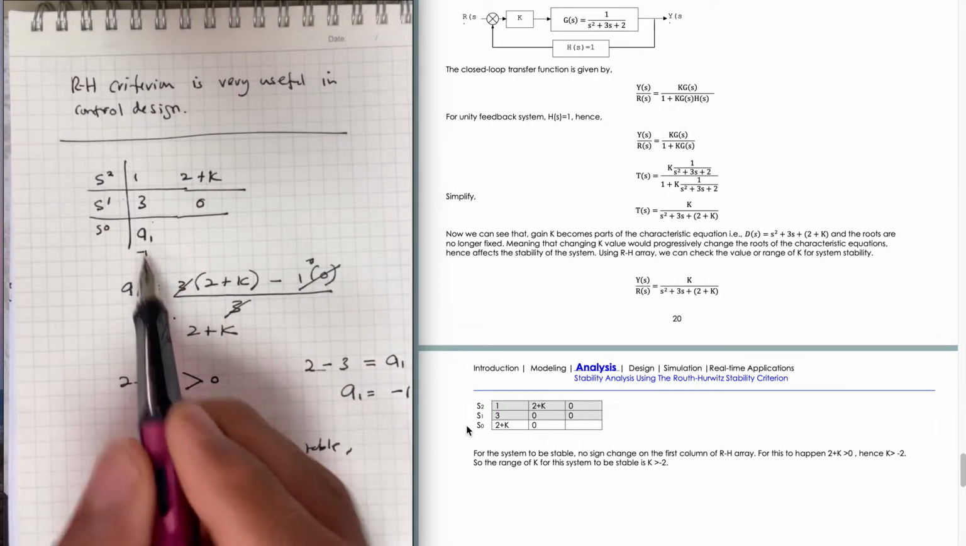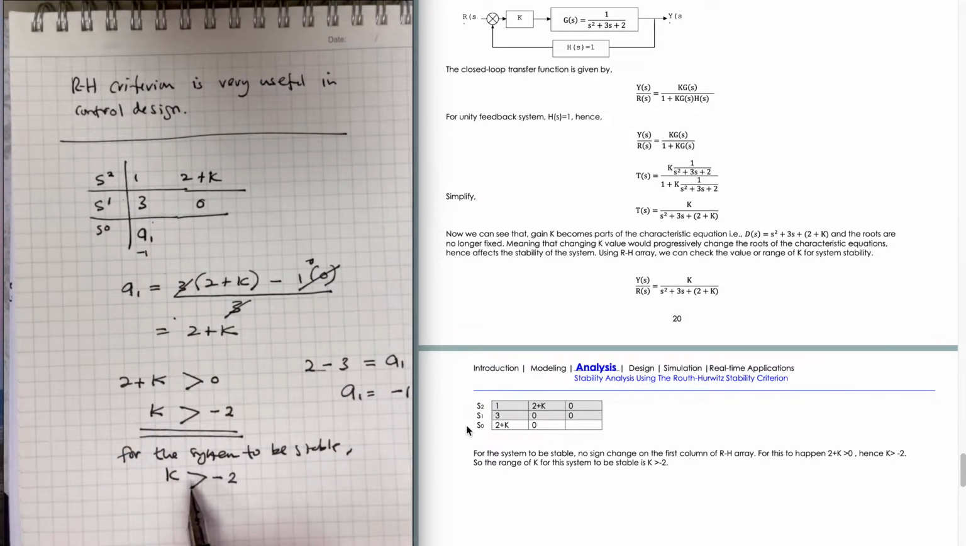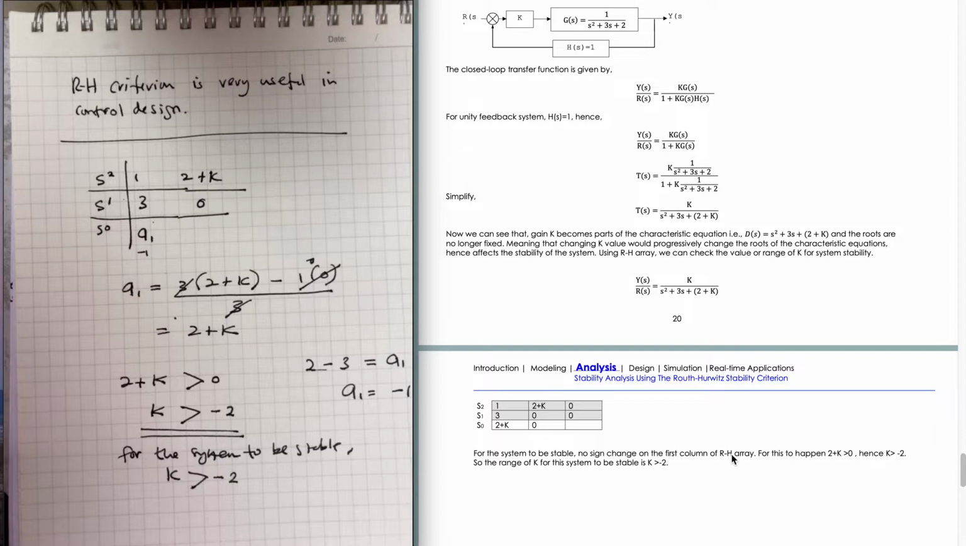The system is unstable. So to keep the system stable, we need to make sure that K is always greater than minus 2. In this case, for the system to be stable, there must be no sign change in the first column of the RH array. For this to happen, 2 plus K must be greater than 0, hence K is greater than minus 2. So the range of K for the system to be stable is K greater than minus 2. Okay, right? So hope you understand this.